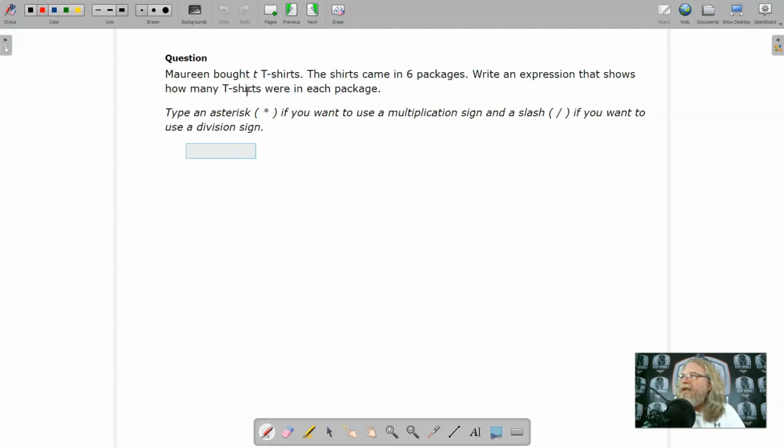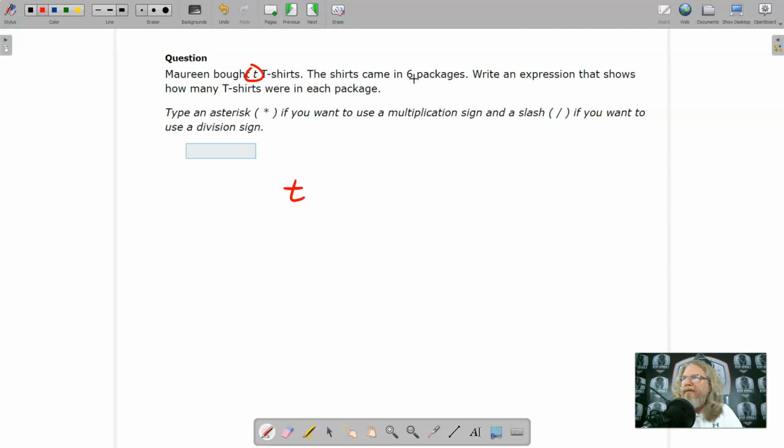Maureen bought T-shirts. The shirts came in 6 packs. Write an expression that shows how many T-shirts were in each pack. This sounds like we're breaking things into equal groups, right? Because each pack has the same number of shirts in it. We don't know how many shirts she bought, but she did buy T, so T is the total number of shirts.